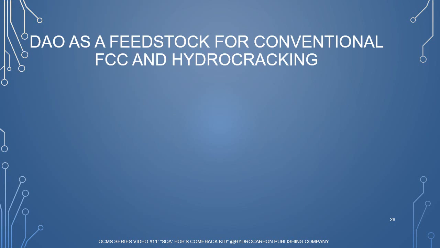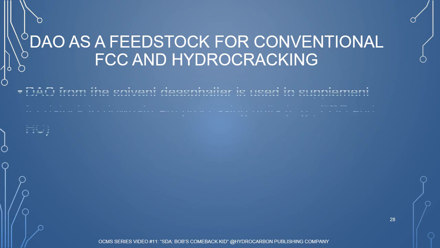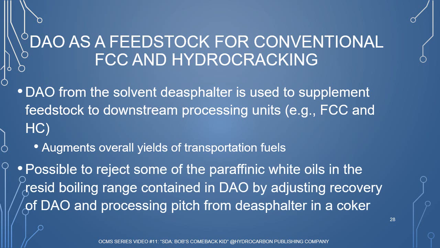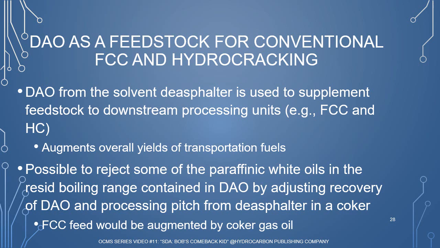In a conventional refinery configuration, DAO from the solvent deasphalter is used to supplement feedstock to downstream processing units, such as the FCC and hydrocracker, to augment the overall yield of transportation fuels. Optionally, it is possible to reject some of the paraffinic white oils in the resid boiling range that may be contained in the DAO by adjusting the recovery of DAO and processing the pitch from the deasphalter in a coker. In this configuration, FCC feed is augmented by coker gas oil.